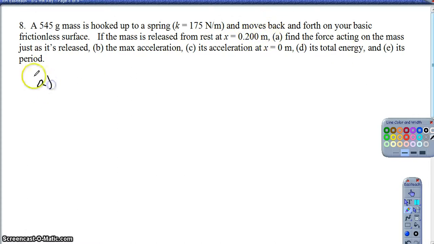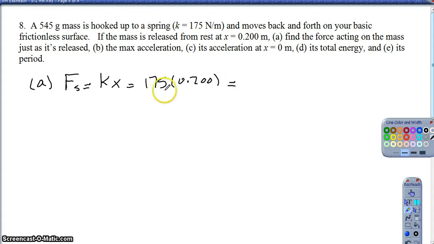Find the maximum force, right? Find the force just as it's released. And again, that would be the maximum force, but it doesn't even ask us for that. It just asks us to find the force, which we know would be k times x. And since they give us the spring constant of 175, and the position, again, hopefully this was a pretty easy question to break up and solve here.